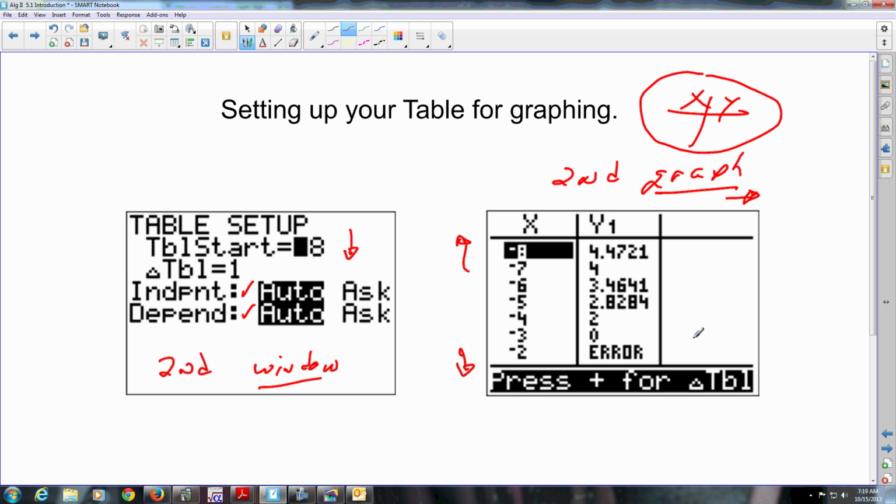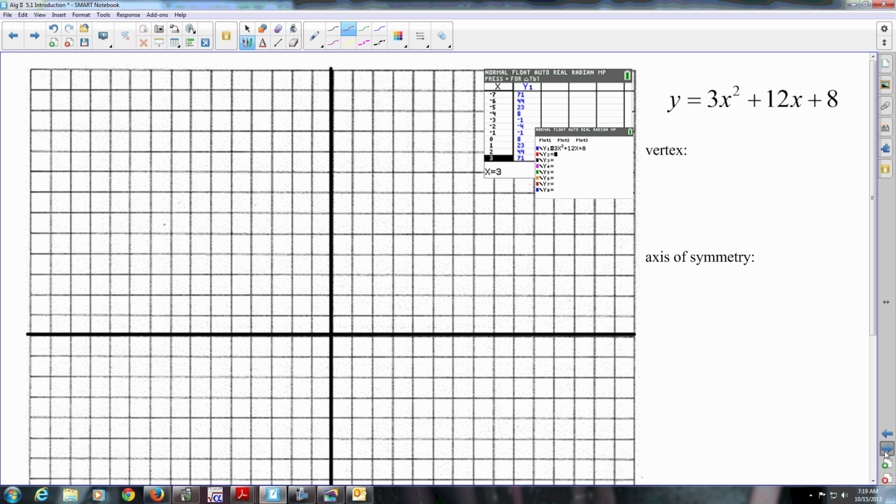Again, I wish I could actively do this for you, but in the software I can't pull it up. So those two things need to be set. You need to make sure that both are set to auto, and then how you get to this table is second graph, and I'll show you that in just a second. So to graph this equation, the first thing you need to do is hit your y equals button in the upper left of your calculator and just type it in as you see it.